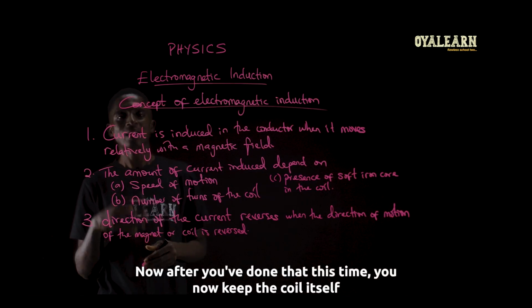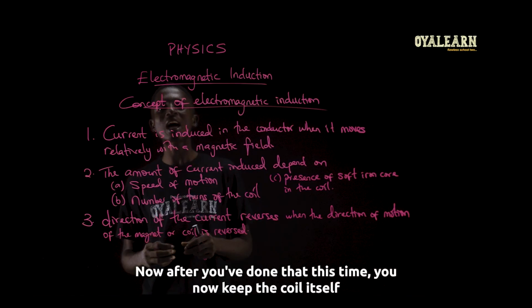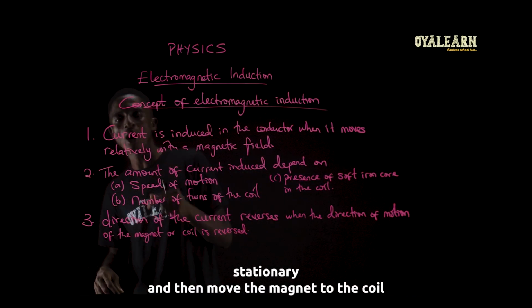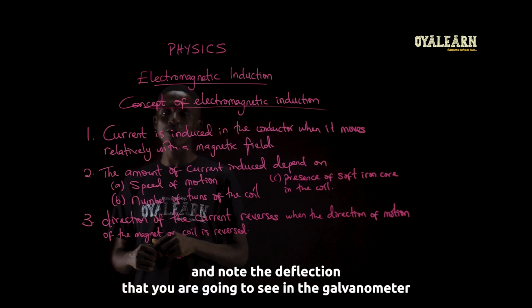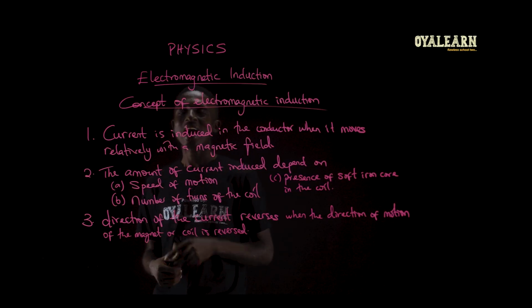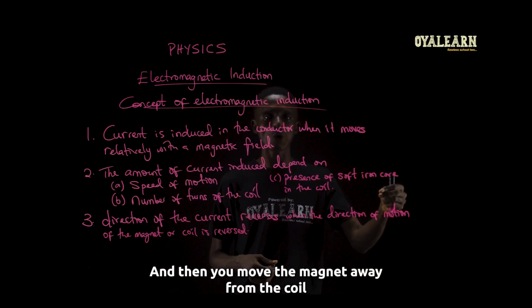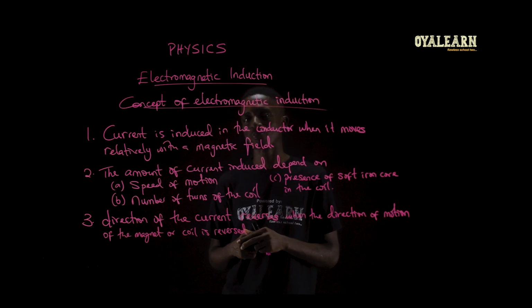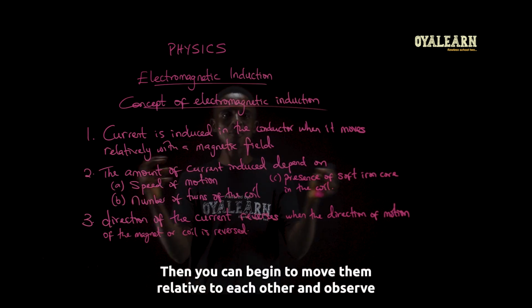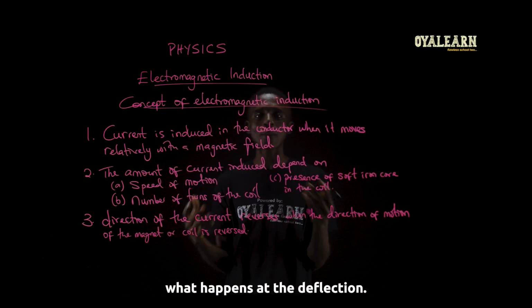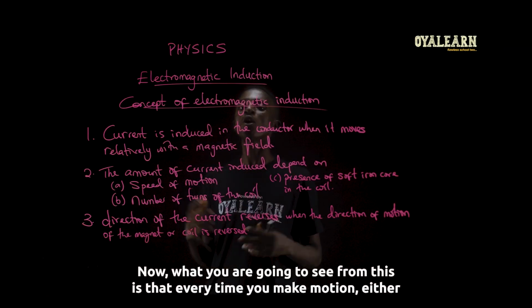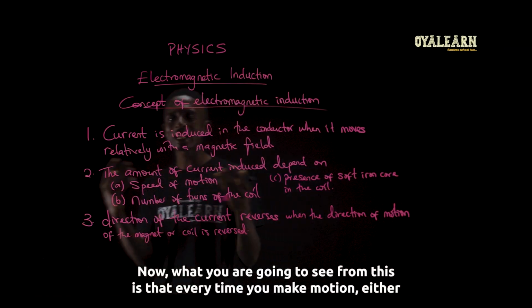Now, after you've done that, this time you keep the coil itself stationary and then move the magnet to the coil and note the deflection that you're going to see in the galvanometer, and then you move the magnet away from the coil and also observe the deflection in the galvanometer. Then you can begin to move them relative to each other and observe what happens to the deflections you see in the galvanometer.